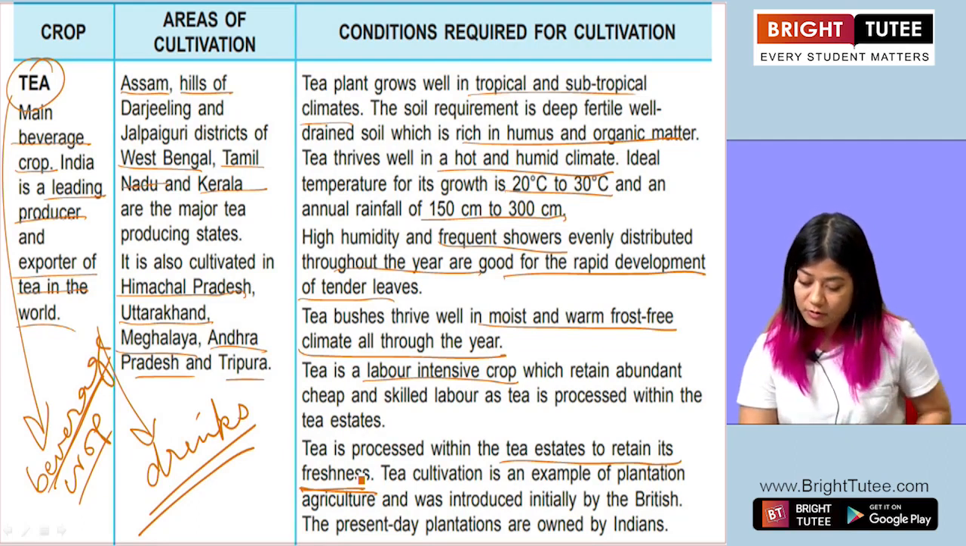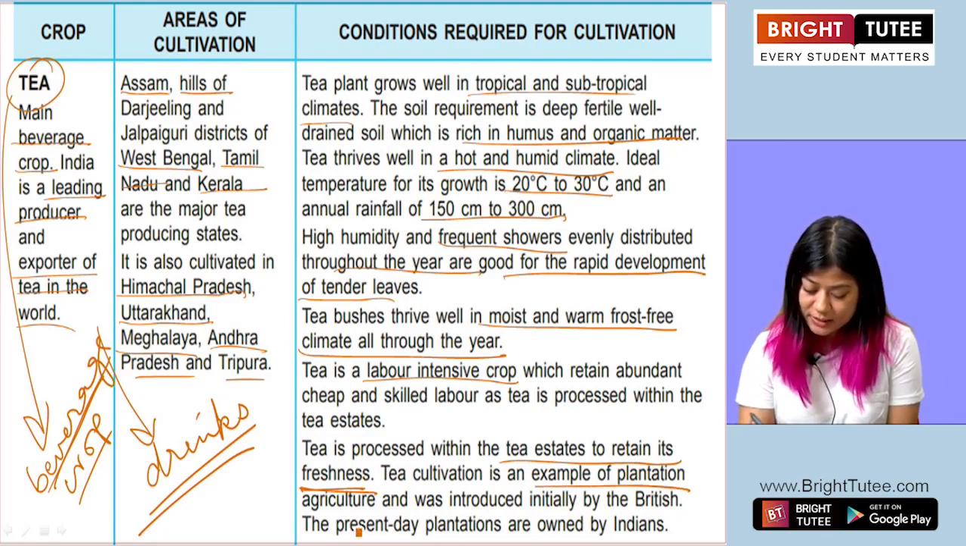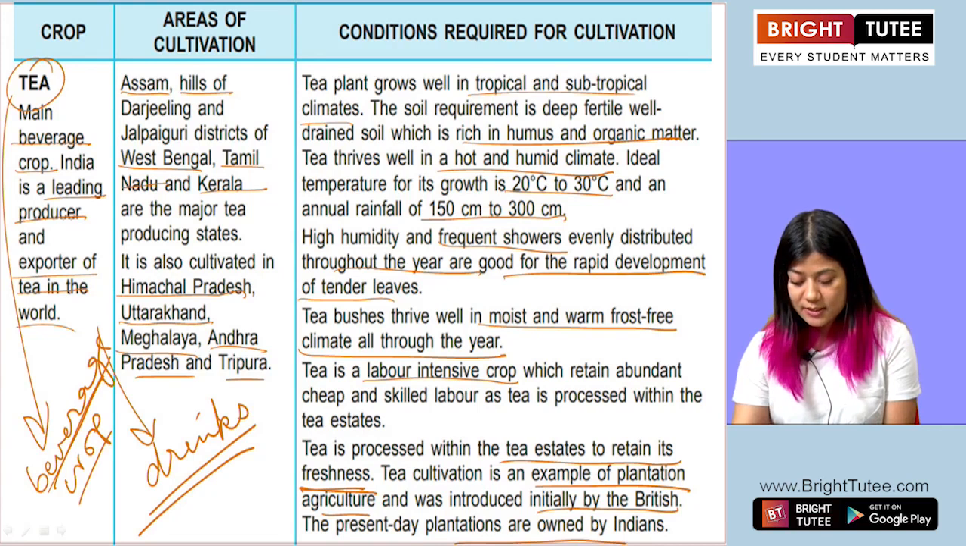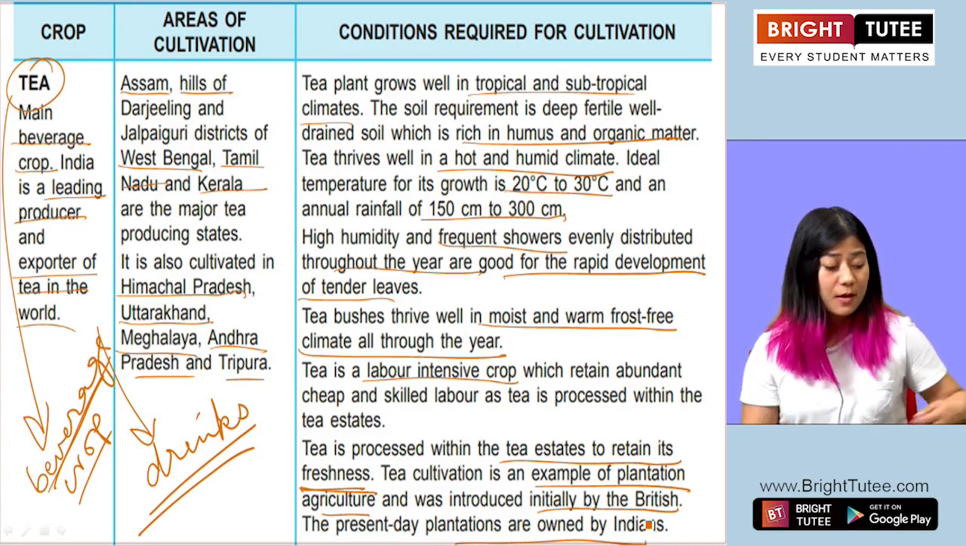Tea cultivation is an example of plantation agriculture and it was initially introduced in our country by the British. The present day plantations, however, are owned by Indians. They are no longer owned by the British.